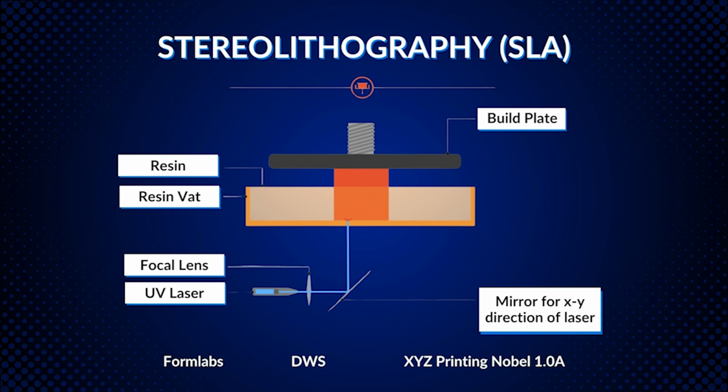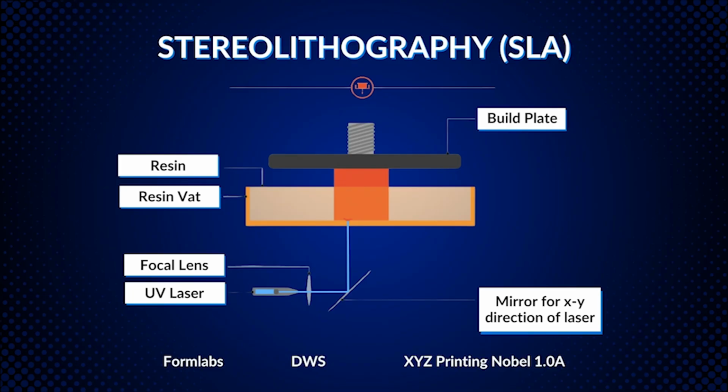So the first type that we see here is SLA, and this is using a single point laser to cure the models on our build plate. What we have going on on the screen is a resin vat that we pour our liquid photopolymer in. We then have a build plate, and our build plate drops down into our vat of UV curable resin, and then a single point laser cures layer by layer, as we talked about with additive manufacturing, one layer at a time. The print head drops down into our UV curable photopolymer.